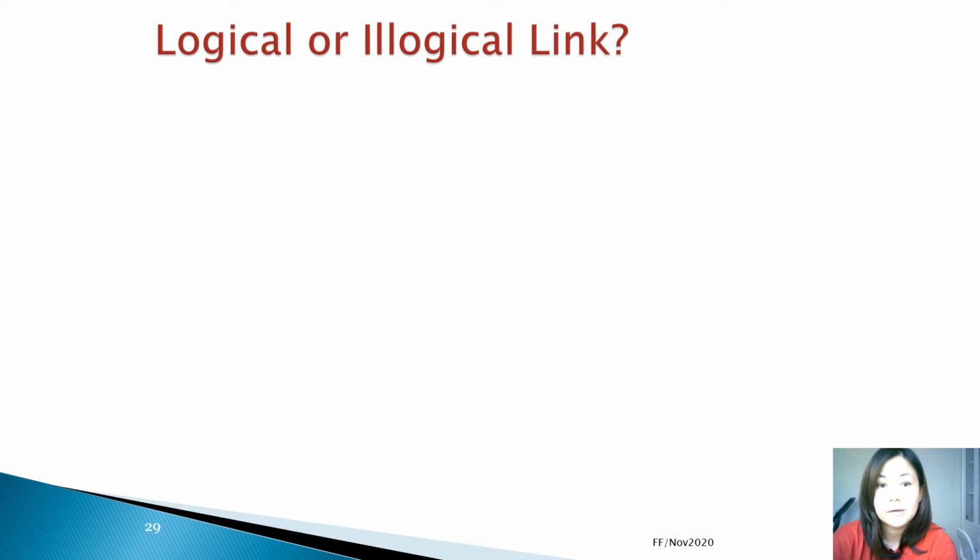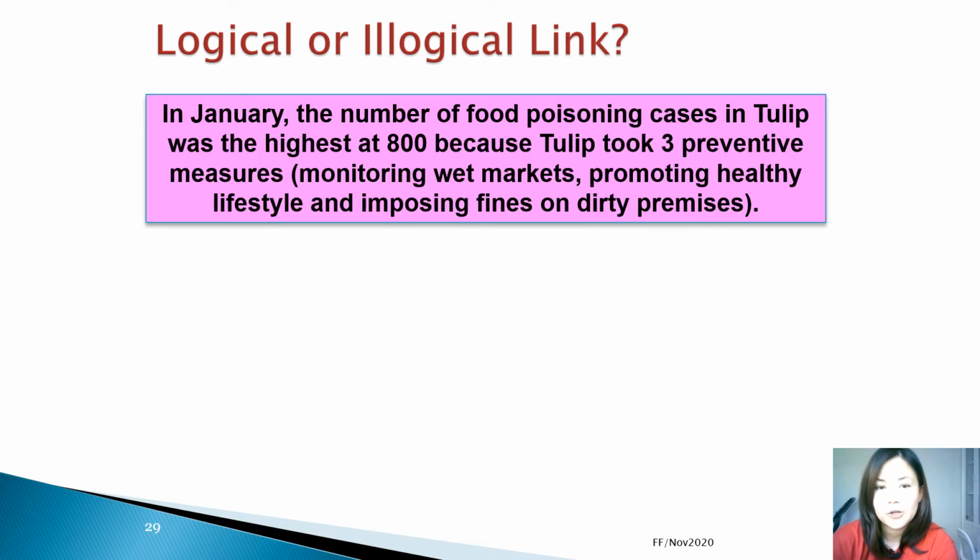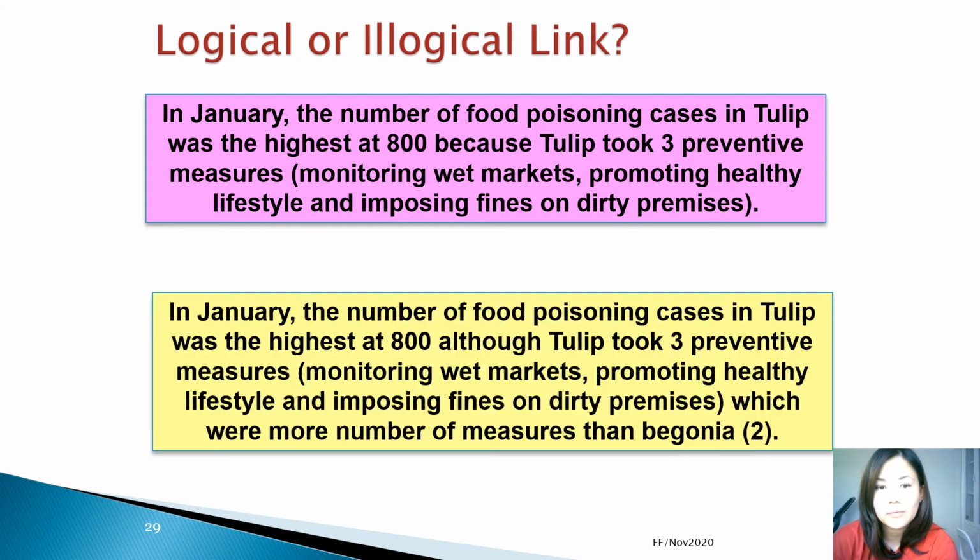Okay, so here are the example sentences. In January, the number of food poisoning cases in Tulip was the highest at 800 because Tulip took 3 preventative measures (monitoring wet markets, promoting healthy lifestyle, imposing fine on dirty premises). So the link that we can find here is the word because. Whereas in January, the number of food poisoning cases in Tulip was the highest at 800, although Tulip took 3 preventative measures: monitoring wet markets, promoting healthy lifestyle, imposing fines on dirty premises, which were more number of measures taken than Begonia. So which one is logical, which one is illogical?